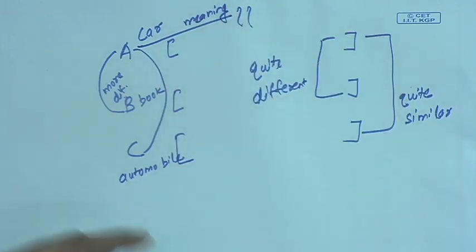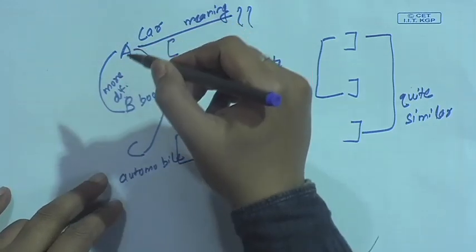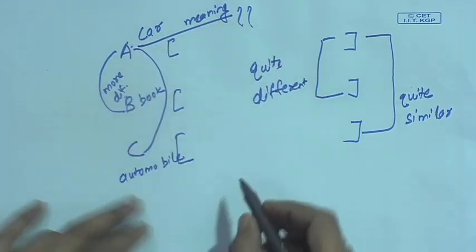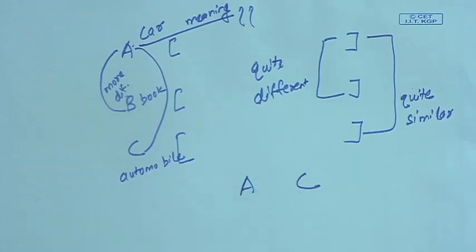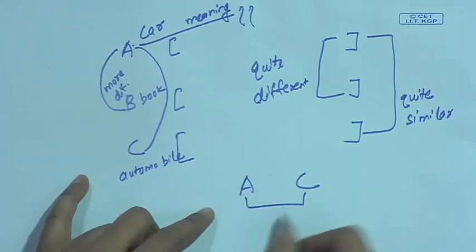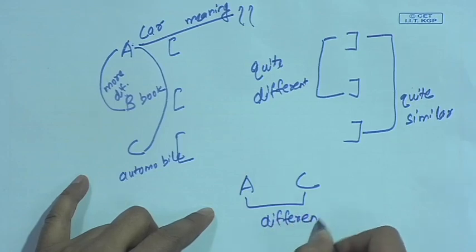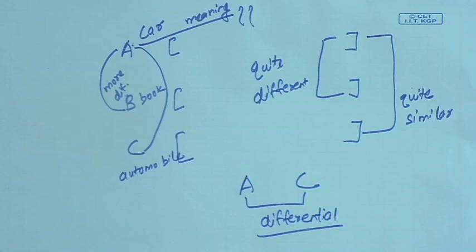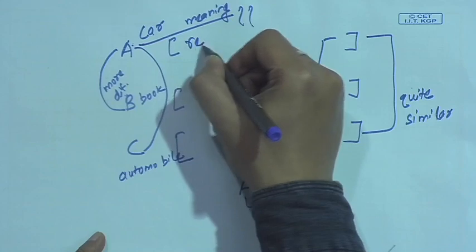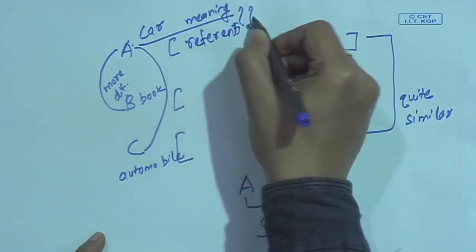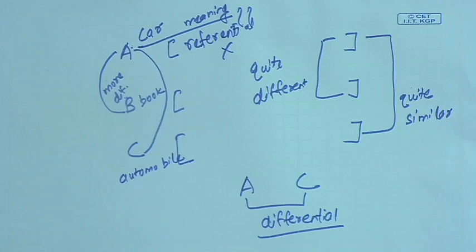I am not defining the meaning of car at sort of this concept representation. This is something I am not doing. What I am doing is looking at how similar or how different the two meanings are. So I am saying A and C, how similar their meanings are or how different their meanings are. That is why this is a differential sort of understanding of semantics: how different or how similar two different meanings are. I am not talking about some referential meaning in distribution semantics.